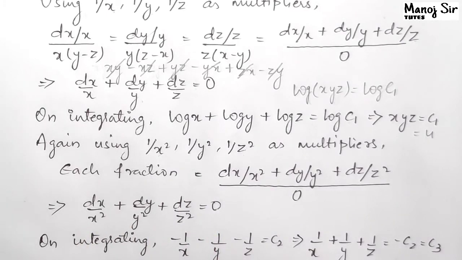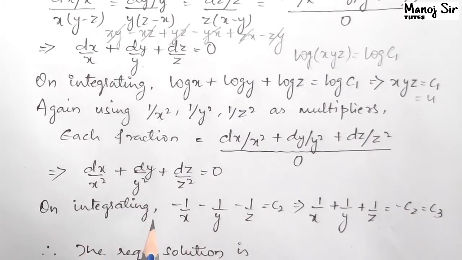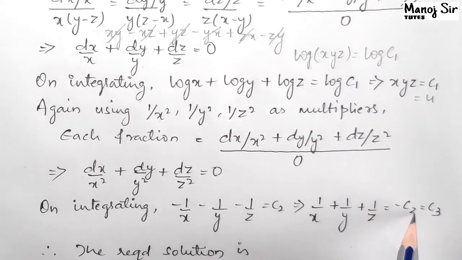After this, we will simply integrate. On integrating, you will get minus 1 upon x, minus 1 upon y, minus 1 upon z equals c2. Now taking negative to the right hand side, this will become 1 upon x plus 1 upon y plus 1 upon z equals minus of c2, which is again a constant, so we can write this as c3. And this is what? This is your small v.